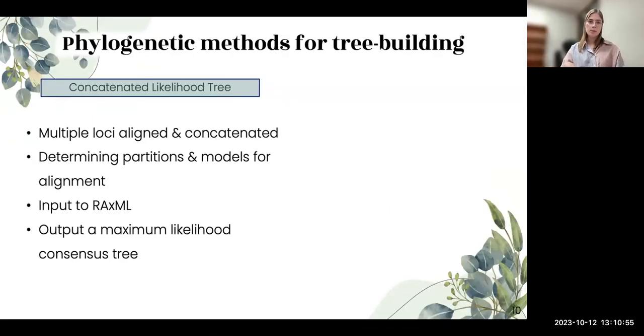So the next step was tree building. Some of you might be familiar with phylogenetic trees, some of you might not be. That's okay if you're not, it can be a little confusing, I'm very sorry. The first tree that I created is a concatenated likelihood tree. That's where I took multiple loci, aligned and concatenated them. I determined partitions, so pieces and models for each of those pieces in the alignment. I input that into a program called RAxML, and that output a maximum likelihood consensus tree. I'll be showing you what that looks like.